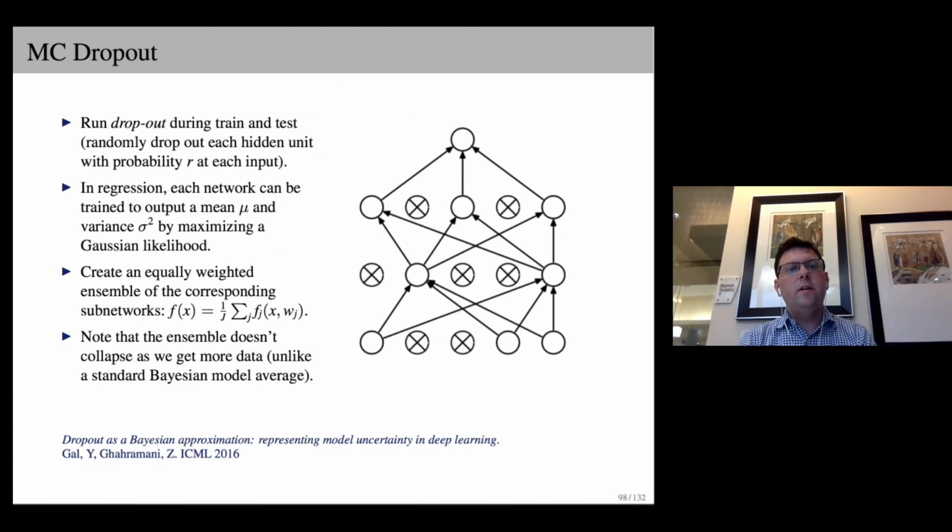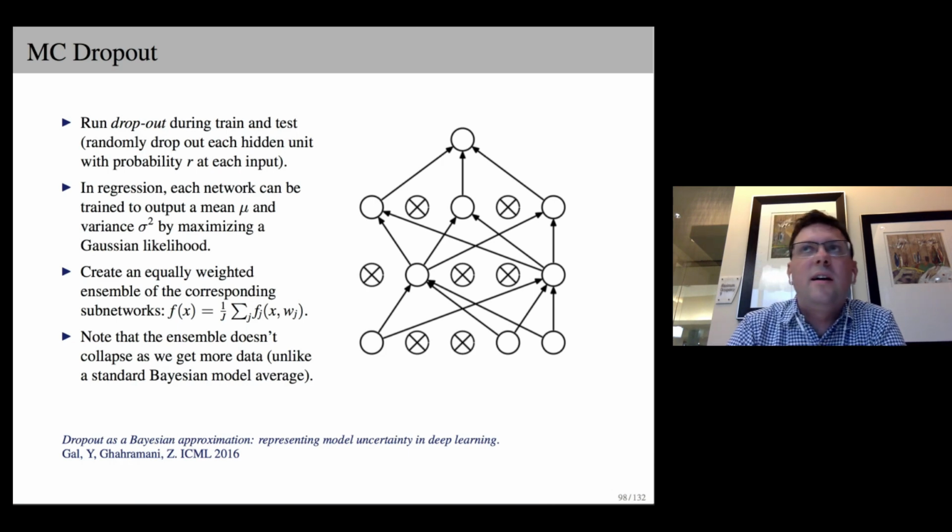MC dropout is another very popular approach for Bayesian neural nets, and really catalyzed a lot of renewed interest in Bayesian deep learning in 2016. And so the idea is to run dropout during both train and test. You randomly drop out each hidden unit with probability r at each input, and this creates a mask. In regression, each network can be trained to output both a mean, mu, and a variance sigma squared by maximizing a Gaussian likelihood. We then create an equally weighted ensemble of the corresponding subnetworks with a different dropout mask at test time.